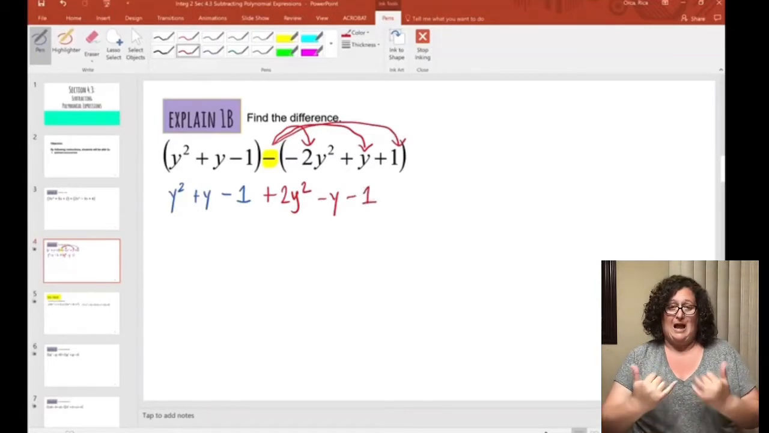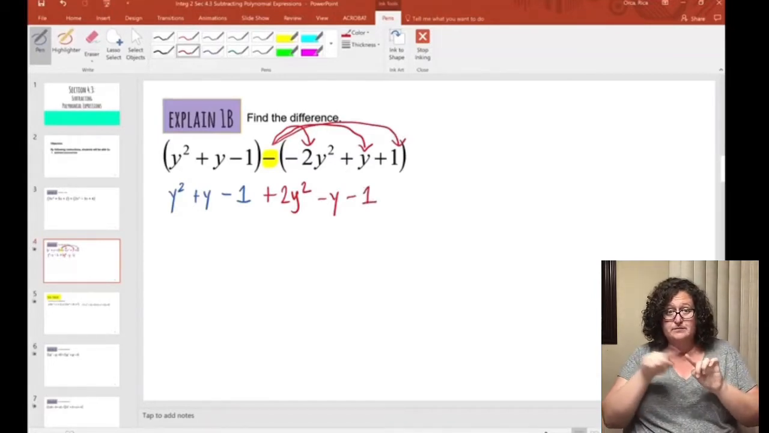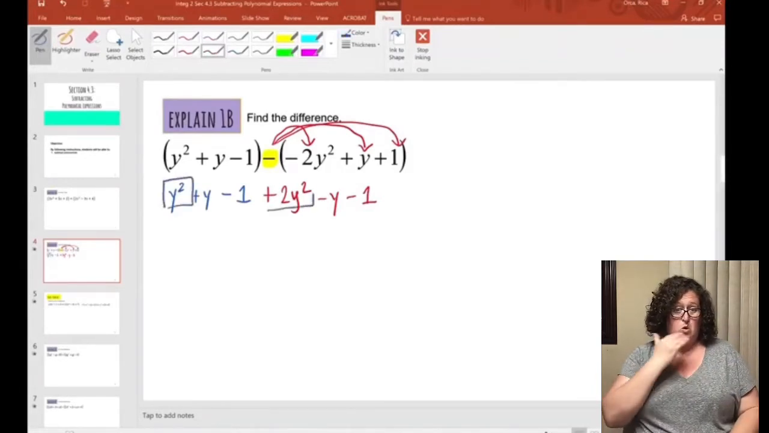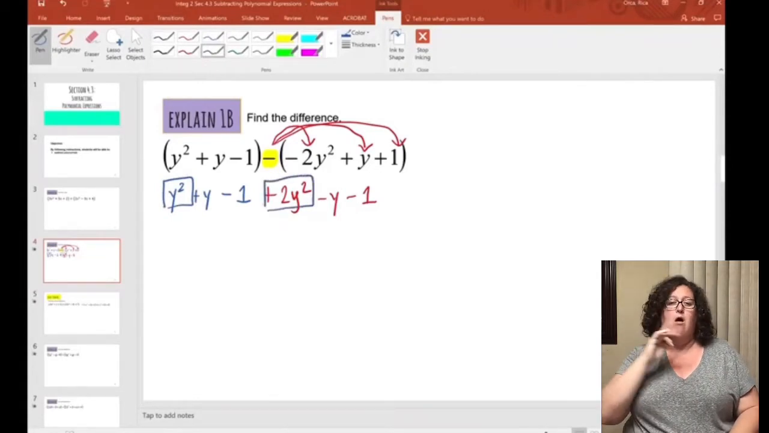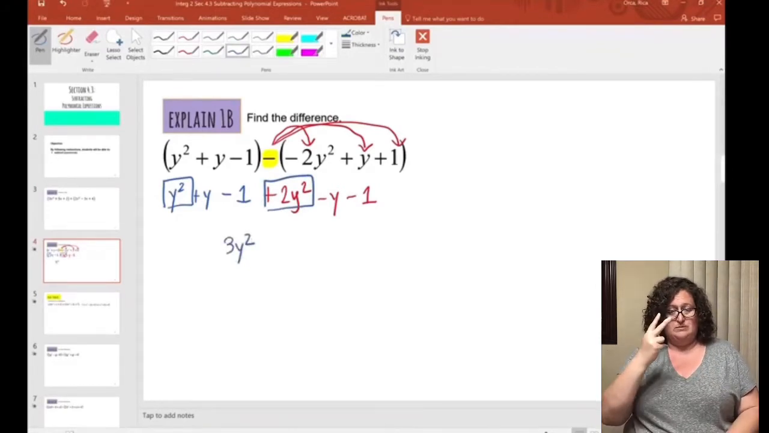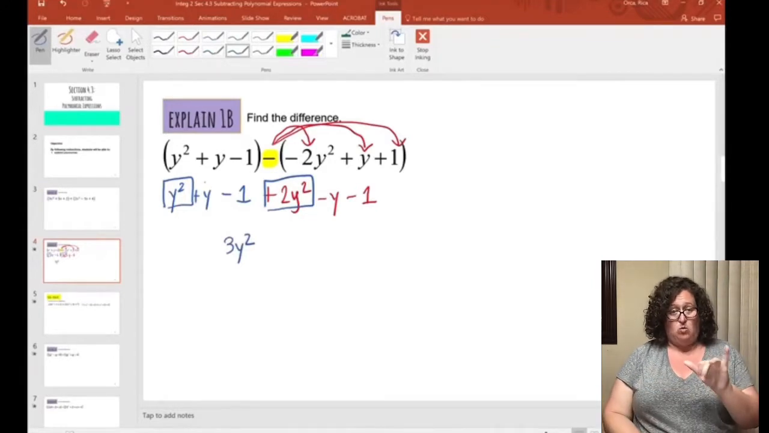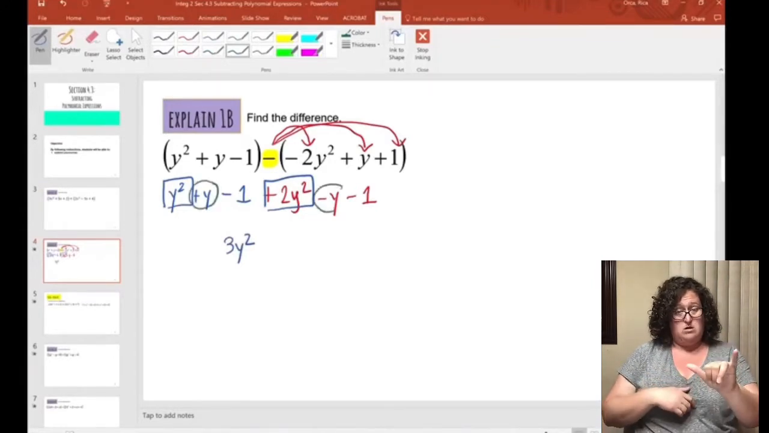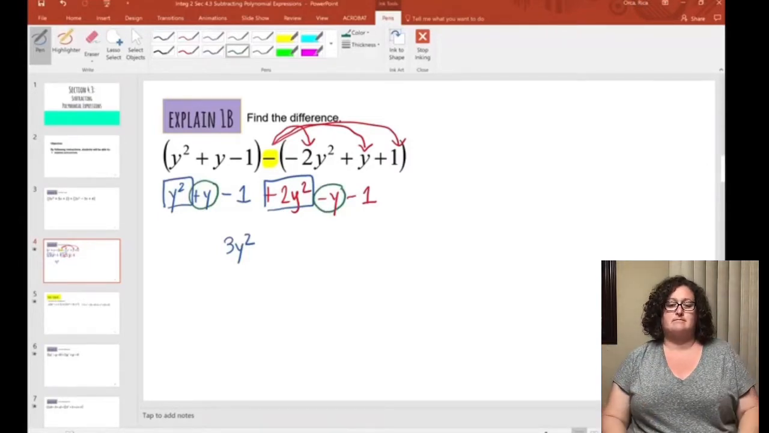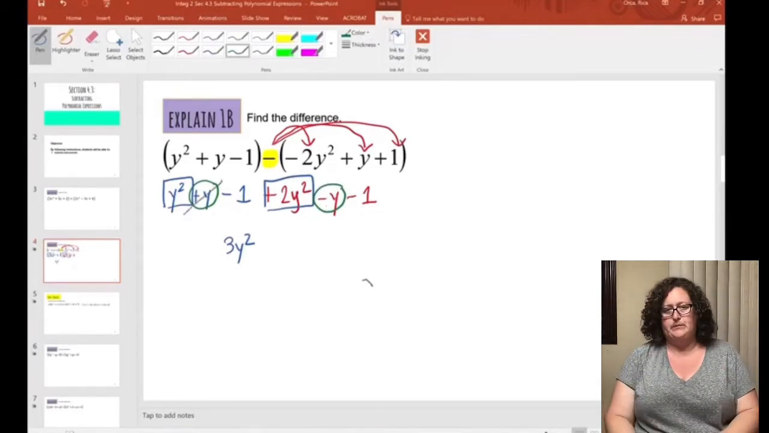Now that we've distributed the negative, let's go ahead and combine like terms. So I know that y squared and 2y squared are like terms. Y squared plus 2y squared is 3y squared. Now our next set will be y. We have y minus y. Y minus y will cancel each other out. That's going to give us 0. There's no need for you to write 0. So go ahead and just cross those out.